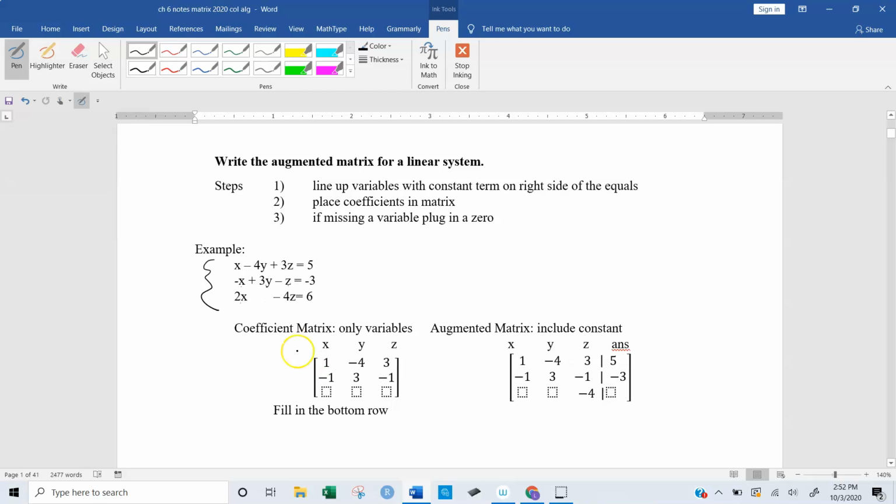Okay, now when you fill in your matrix, you're just using the coefficients. So that's 1, -4, 3, -1, 3, -1. Then our bottom row is 2, 0 for our placeholder, -4 for a z. Okay, that's just a plain matrix.